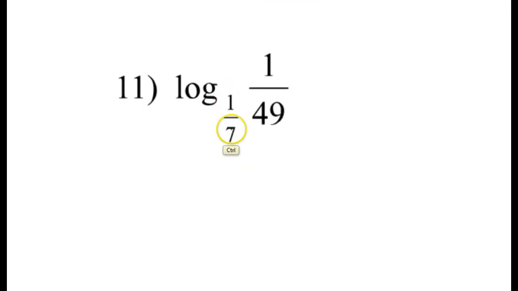What power turns 1/7 into 1/49th? Well, we know that 7 squared is 49, so the answer is going to be 2, because 1/7 squared would be 1/49th.